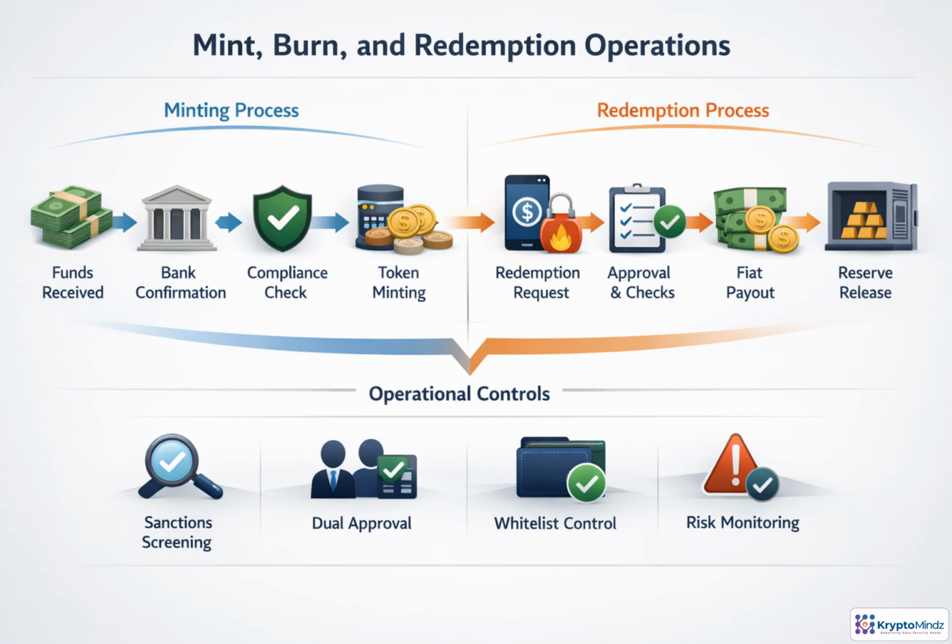Stablecoin supply should change only when cash and tokens move in sync. For minting, funds are received, bank settlement is confirmed, compliance clears the investor, treasury approves, and tokens are created and posted to the ledger. Redemption applies the same discipline in reverse: request, lock, or burn tokens, verify eligibility, approve payout, release fiat, and update reserves. Controls such as sanction screening, dual approval, allow listed wallets, and exception monitoring help prevent unbacked issuance, duplicate payouts, failed burns, and ledger mismatches.